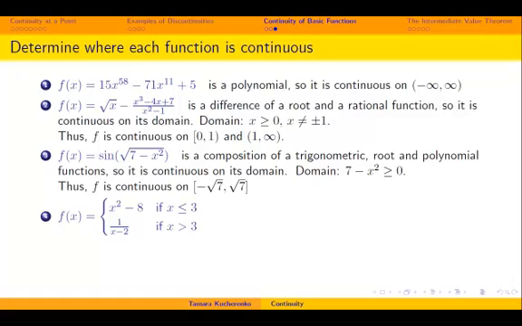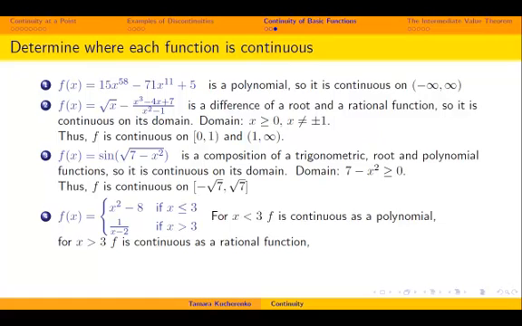The fourth function is piecewise defined. f of x equals x squared minus 8 if x is less or equal than 3, and 1 over x minus 2 if x is greater than 3. For x less than 3, f is continuous as a polynomial. For x greater than 3, f is continuous as a rational function whose denominator is not 0.